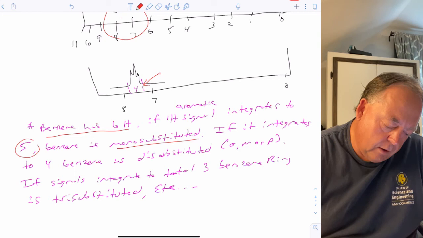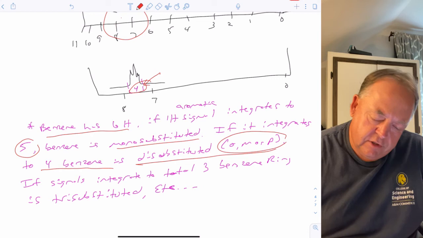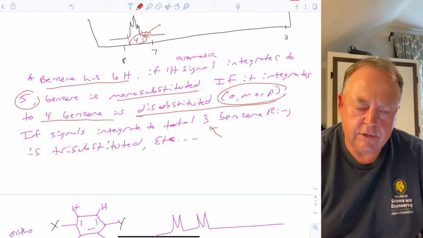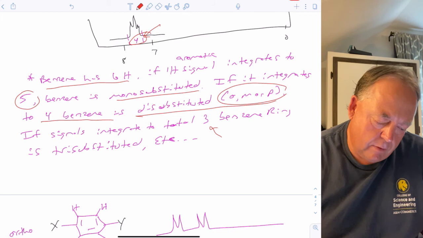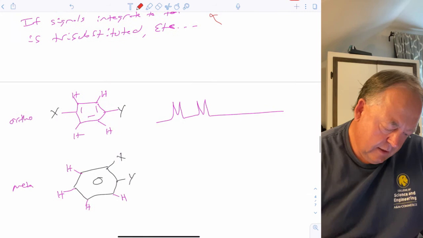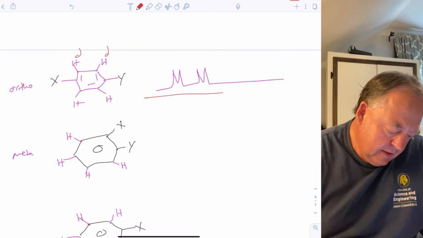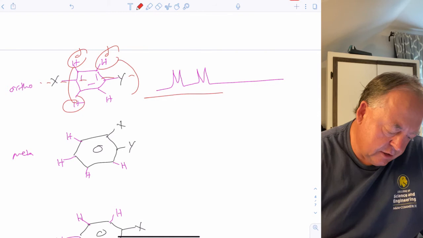then that means your benzene is disubstituted, so it's either ortho, meta, or para. If you integrated that signal and you got 3, then that means your benzene is trisubstituted, right? So that gives you structural information if you're trying to figure out what your molecule is. Whatever the integration is, 6 is what benzene has, subtract that, and that's how many groups are attached to benzene. So if it's para, then your spectra would look like this, right? If X and Y were on benzene and they're different, then this would be a doublet and that would be a doublet. But there's a plane of symmetry here, so these two hydrogens are the same, and these two hydrogens are the same, but they would both be a doublet.